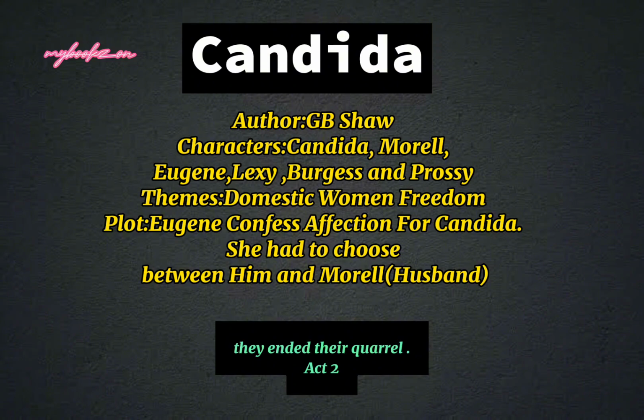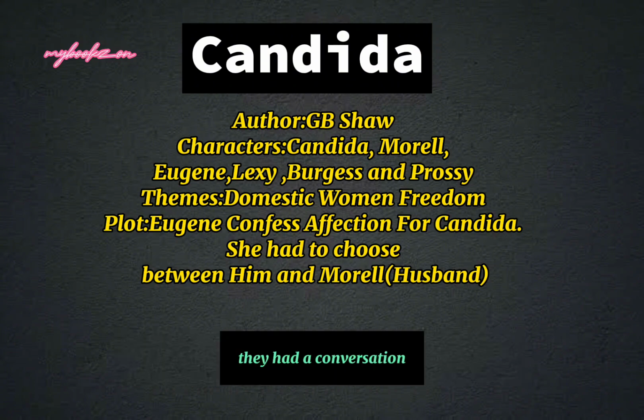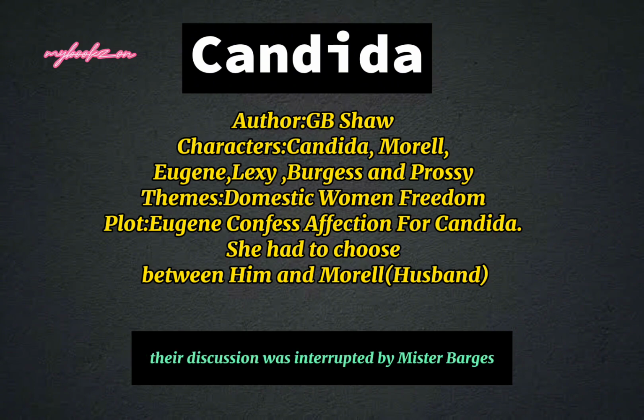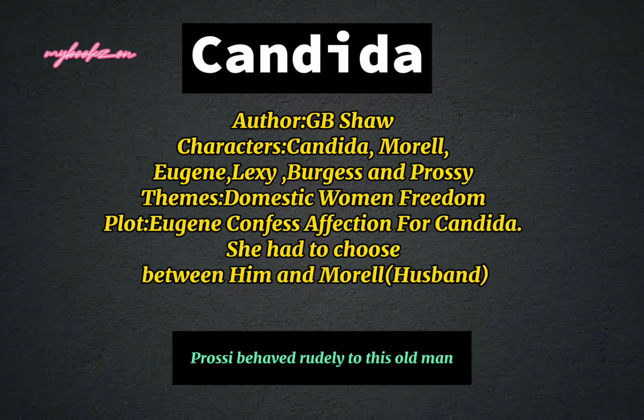Act 2. Eugene was waiting in the room when Prossy arrived. They had a conversation. She told Eugene that she deeply loved Morell. Their discussion was interrupted by Mr. Burgess. Prossy behaved rudely to this old man.